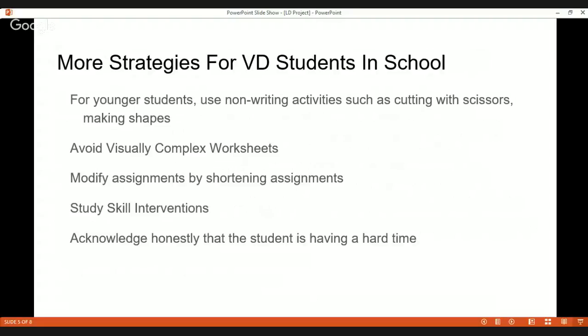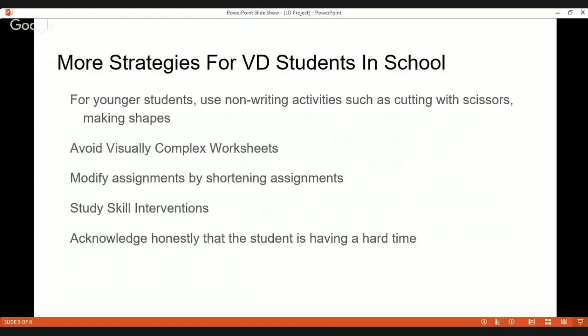There are more strategies. For younger students, use non-writing activities such as cutting with scissors and making shapes. As I said previously, have smaller kids write less, but have them practice using scissors and making shapes. When they get familiar with shapes, and cutting with scissors, it helps them focus and get lined up when they have to cut out a certain shape.